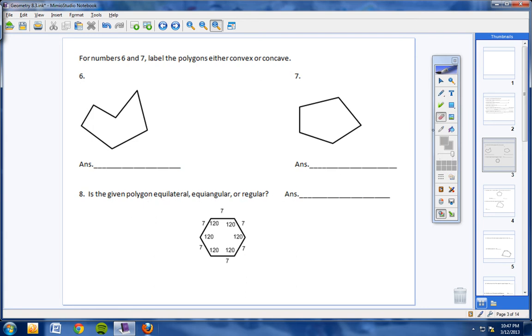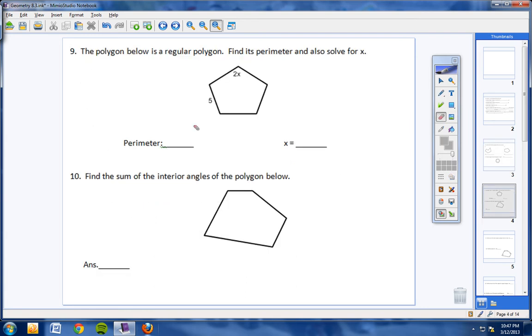Okay. Moving on to the next page, number 9. I'm telling you this polygon is regular. You should know what that means. If not, I'm sorry, but we have talked about that. So this polygon is regular. Find the perimeter. One side is 5, so find the perimeter. And solve for x. And you say, Mr. Earhart, we don't know anything. Well, yeah, you do. You know there's 5 sides, so you should be able to find what all the angles are in here, and you should be able to find one of the angles. And then once you find one of the angles, you should be able to find x.